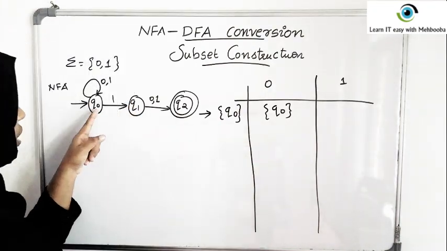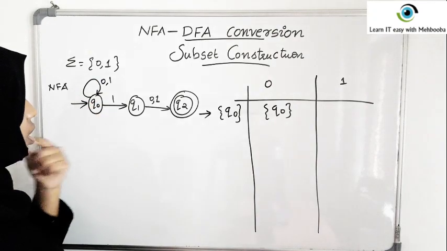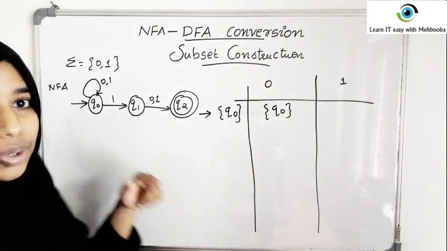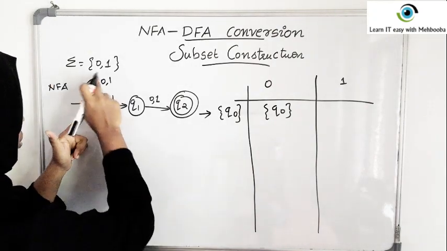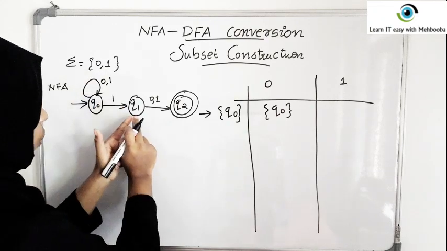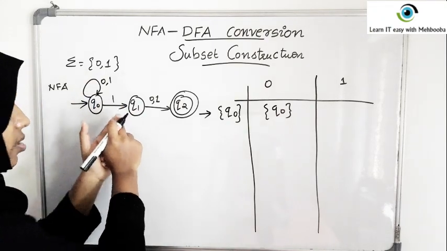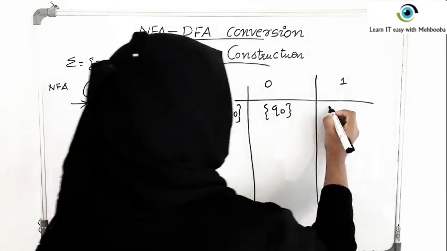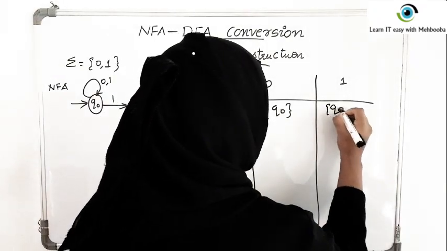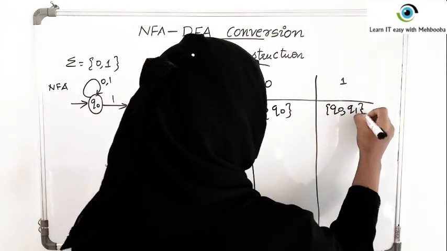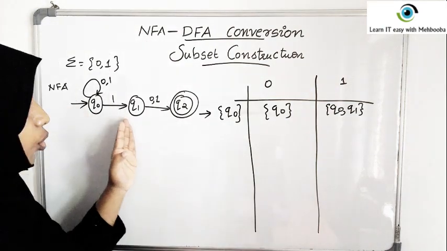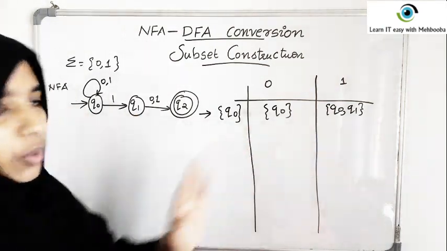Now what happens when you apply 1 to Q0? When you apply 1 to Q0, you can either stay at Q0 using this loop, or you can move on to Q1 using this transition. So the output is {Q0, Q1}. That is, you can either stay at Q0 or move on to Q1. There are two different possibilities.